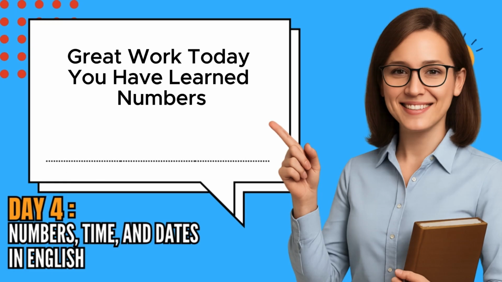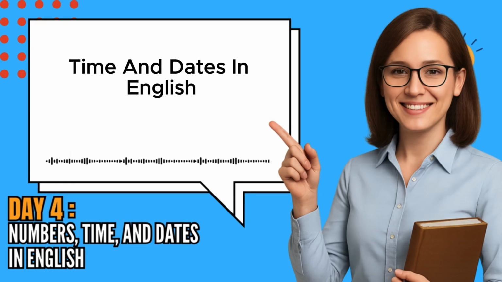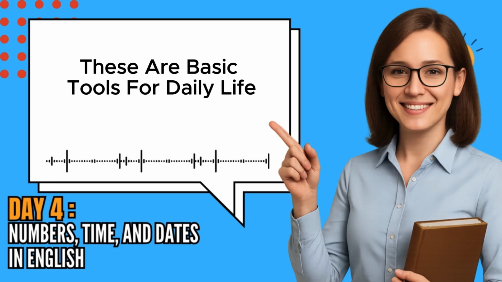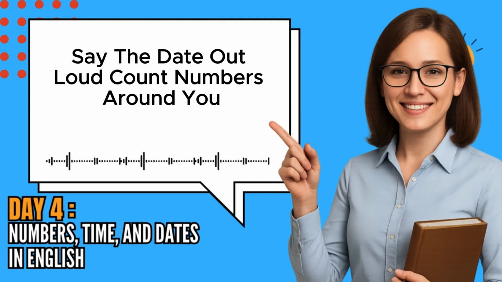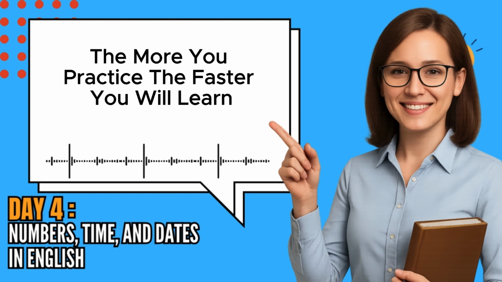Great work today. You have learned numbers, time, and dates in English. These are basic tools for daily life. Practice them every day. Ask yourself the time. Say the date out loud. Count numbers around you. The more you practice, the faster you will learn.